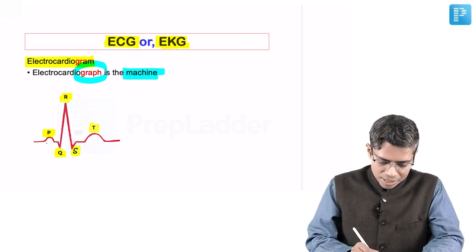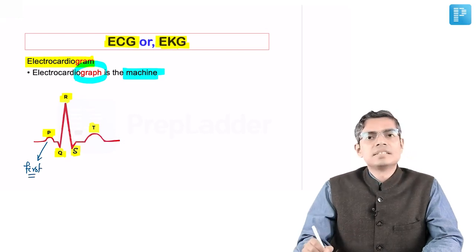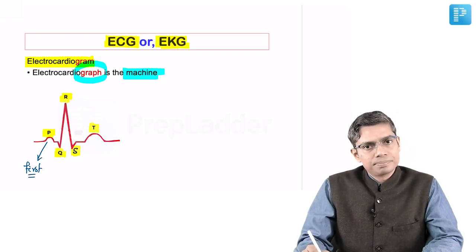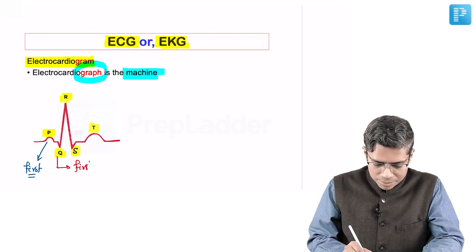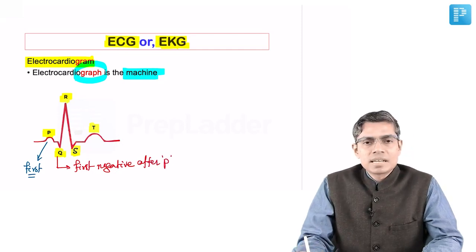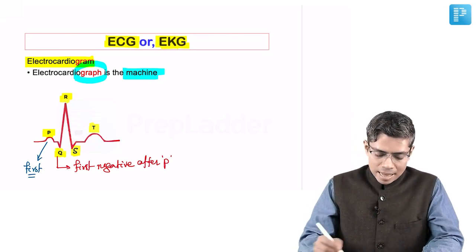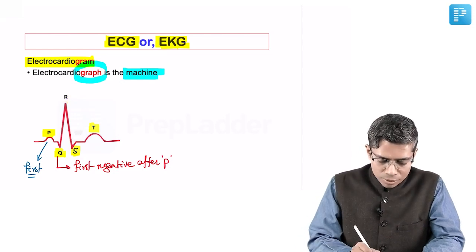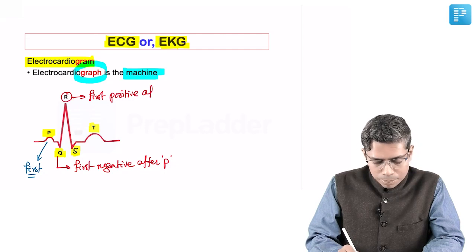P wave, by definition, we all know that it is the first wave which appears in the ECG due to atrial depolarization. Then if I ask you what is Q wave, by definition it is the first negative wave which appears after the P wave. Okay, so this is the definition, that it should be a negative wave after P. If a positive wave is appearing after the P wave, that will be known as the R wave. So R wave is the first positive wave after P wave.